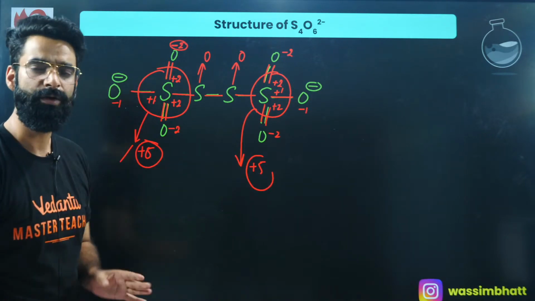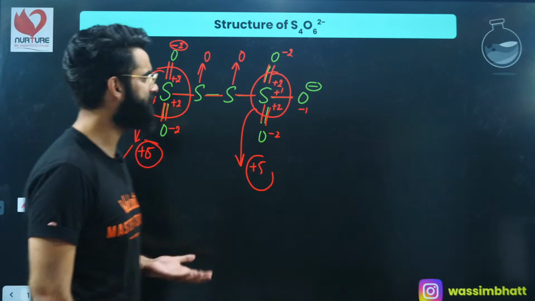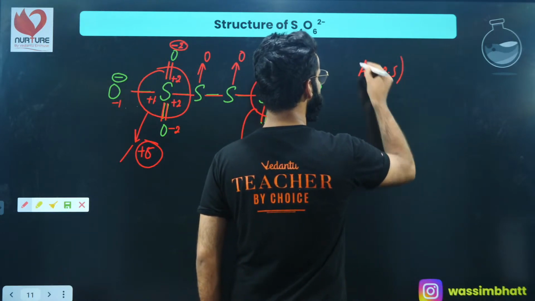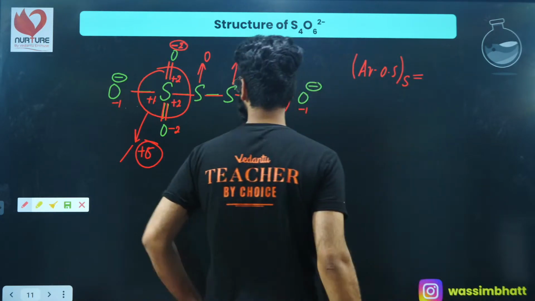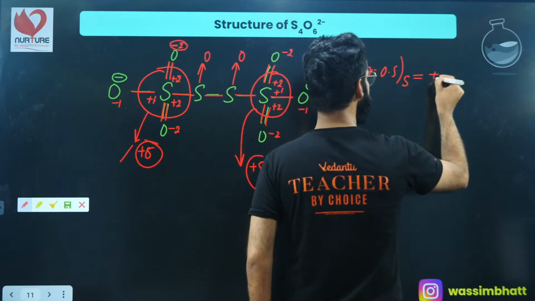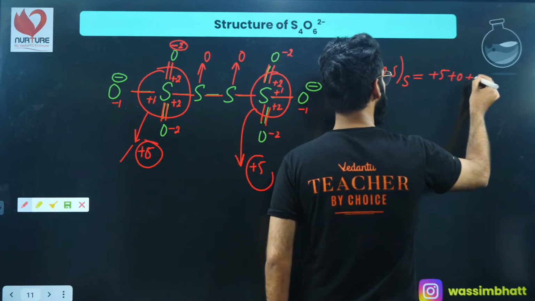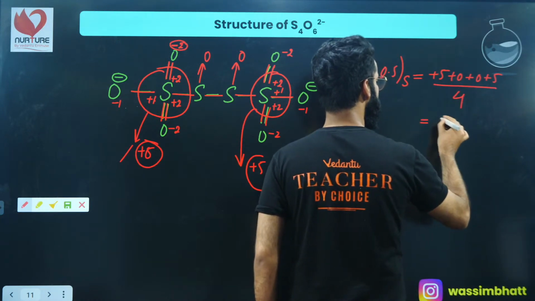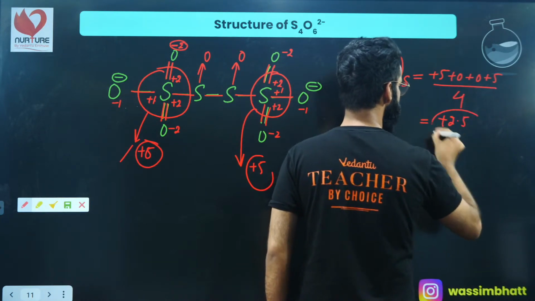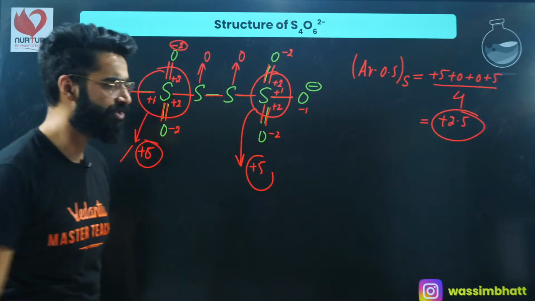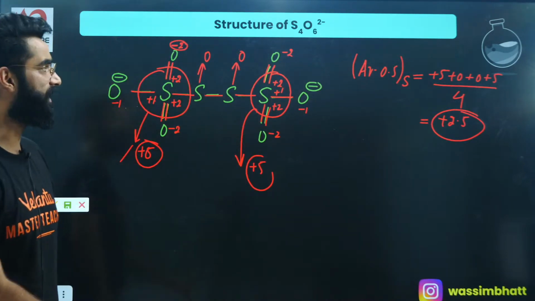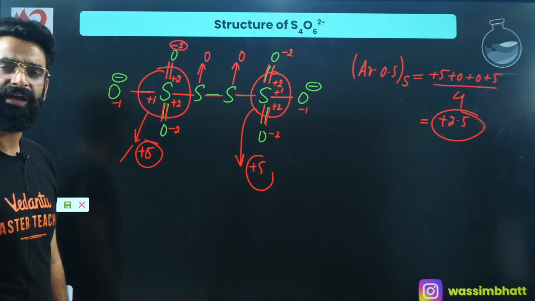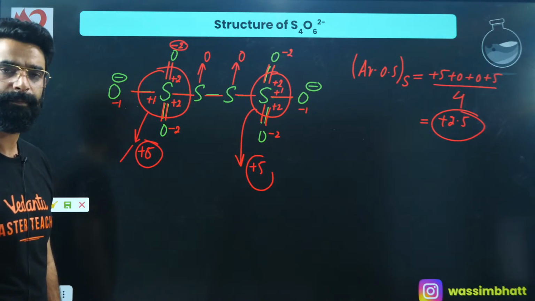Now, if I ask you what is going to be the average oxidation state of sulfur, you'll clearly say average oxidation state of sulfur is going to be equal to total charge present on the sulfur atoms, which is plus 5, plus 0, plus 0, plus 5, divided by number of sulfur atoms, that is 4. The value comes out to be plus 2.5. So plus 2.5 is basically the average oxidation state of sulfur in case of S4O6 dinegative, right? I'm sure everything is clear till here.